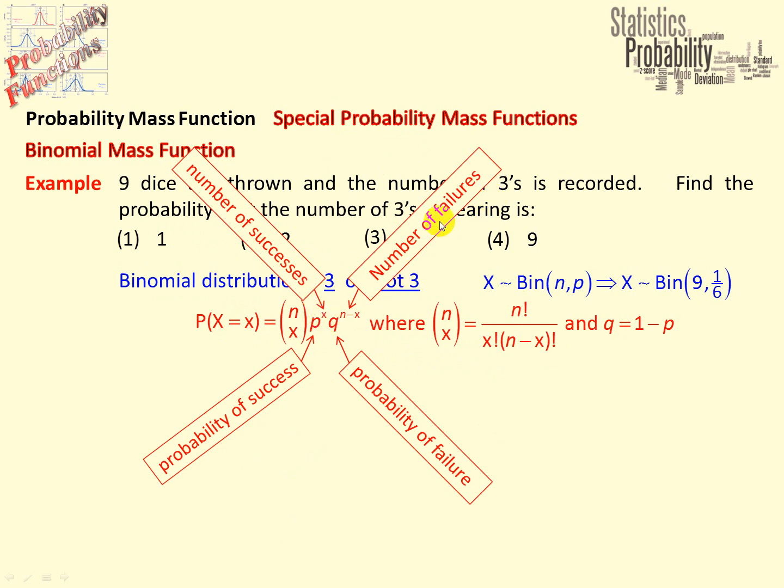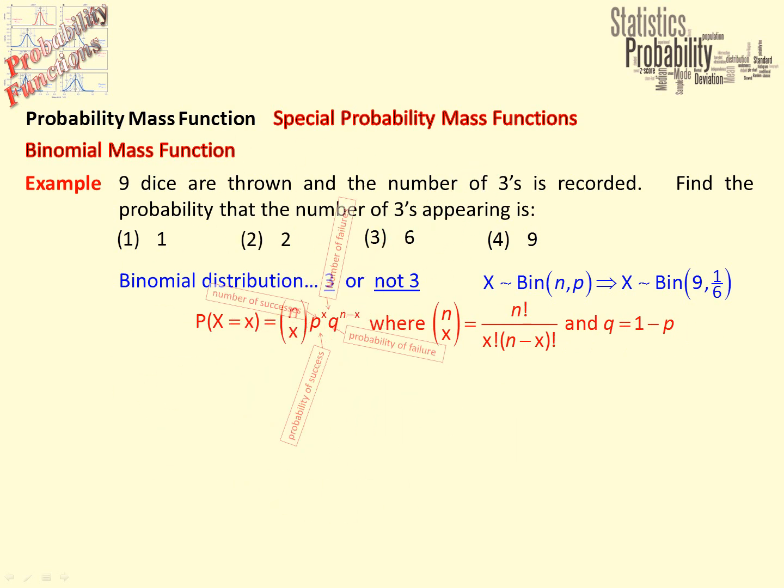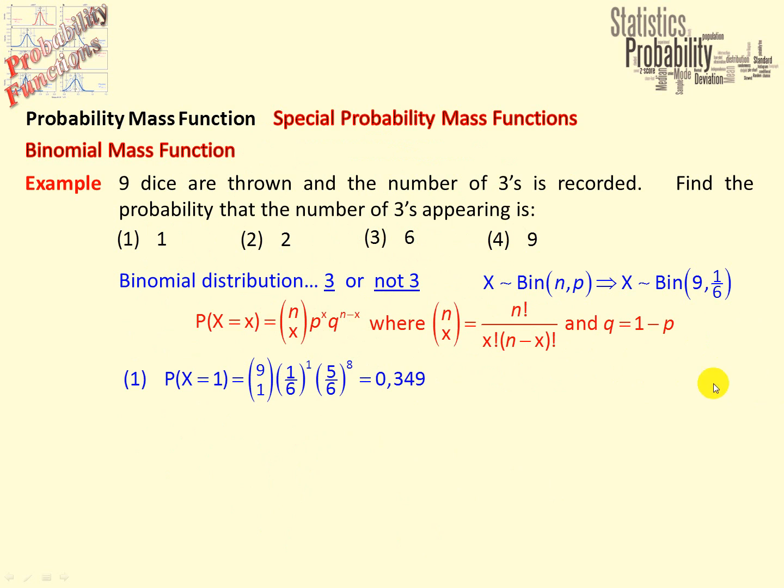Number of successes, little x, number of failures, n minus x. In other words, we've thrown it 9 times, so however many successes, we'll get 9 minus that number failures. This is the actual probability of success, which in this case would be 1/6, because you have 6 different options in throwing a die, and the probability of failure, which will be 5/6, 1 minus p. There we are, so there's our binomial formula.